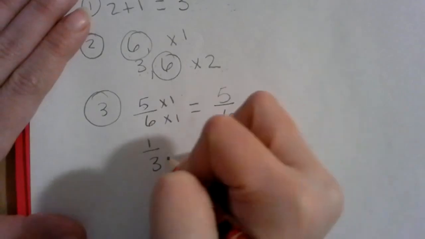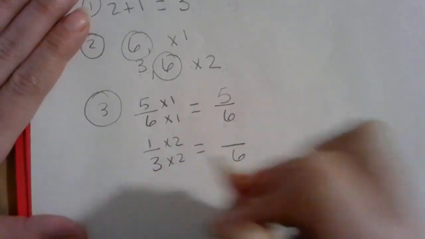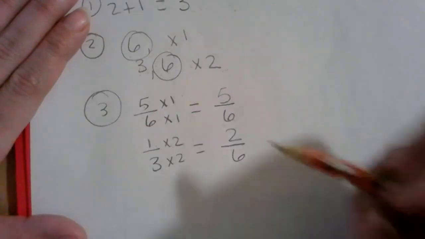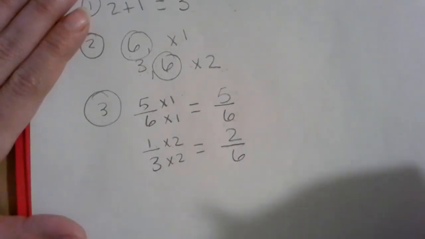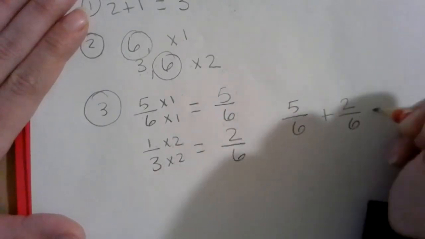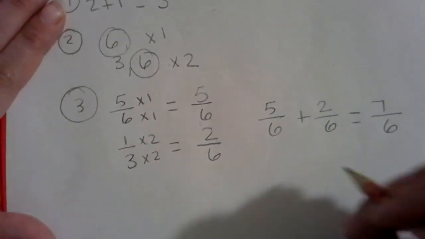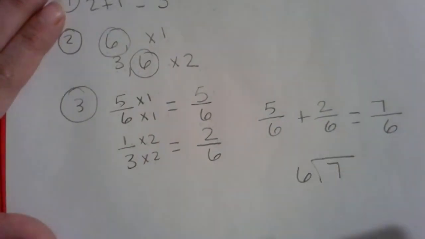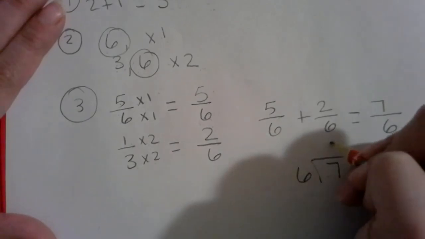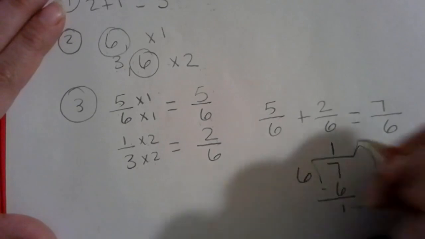Excuse me. And then times 2 here. 3 times 2 is 6. 1 times 2 is 2. Now that my denominators are the same, I can add them together. 5/6 plus 2/6 is 7/6. Uh-oh. It's improper again. 6 can go into 7 1 time. Remember, my remainder becomes my numerator.